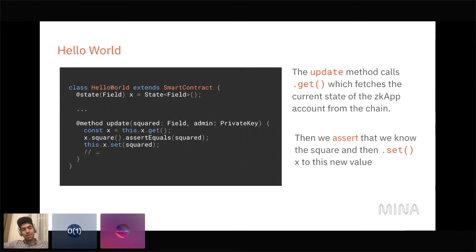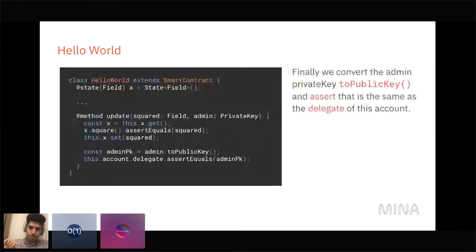Okay. So then the next things we do. We have another argument, admin, which is a private key. And we call admin.toPublicKey, and this promotes the private key to a public key. It's a very simple operation. And then we're going to assert that the account delegate field is equal to the admin public key.